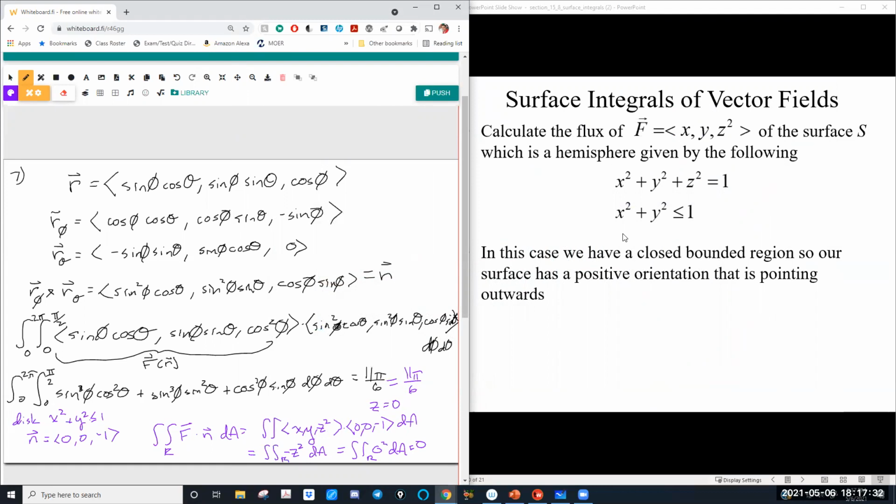Questions at this point, or about this example? Excuse me.